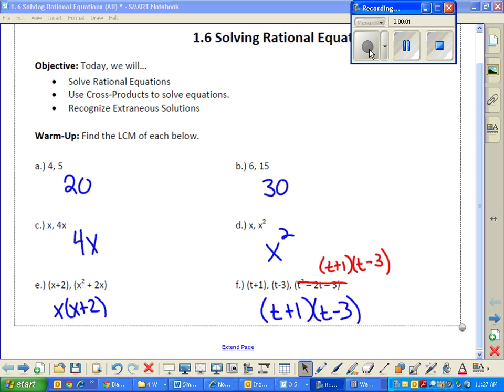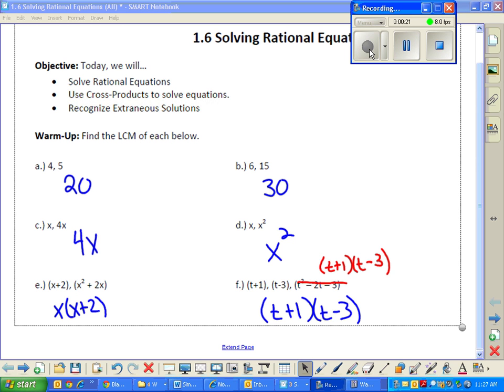So what you see up on the smartboard right now are the answers to your warm-up. I would like you to take a moment to check yourself, and as I look around, you guys did a really, really nice job. The smallest number that 4 and 5 go into is 20, so that's the LCM there. Smallest number that 6 and 15 go into is 30.